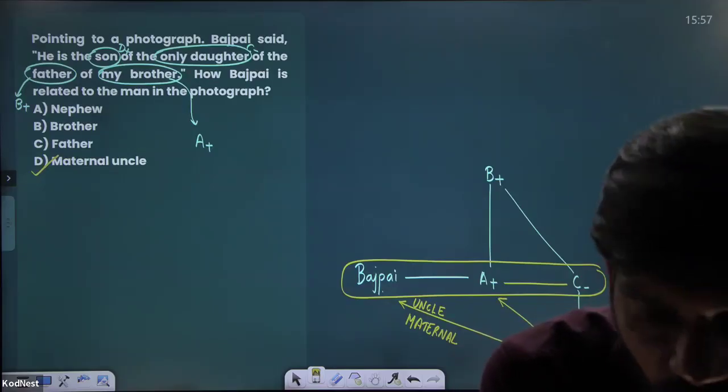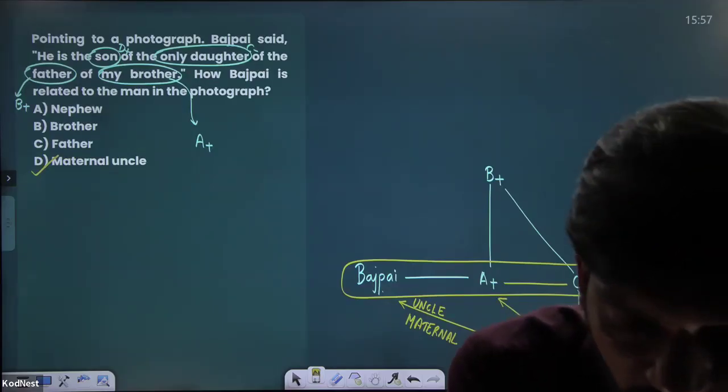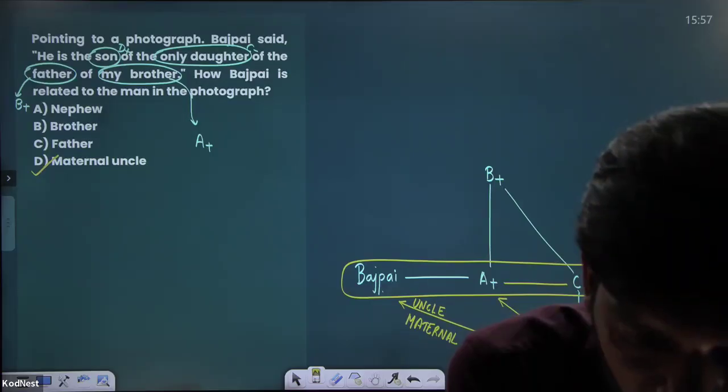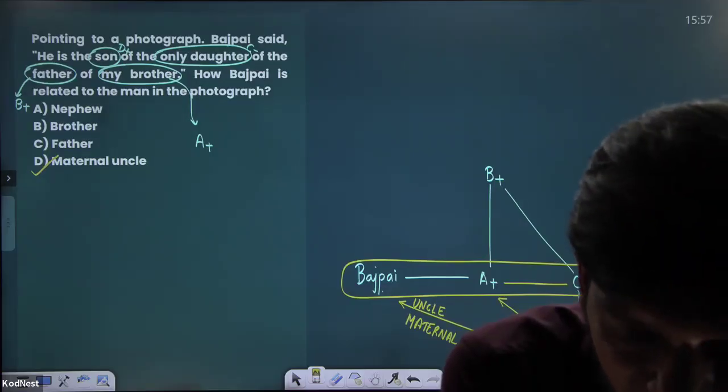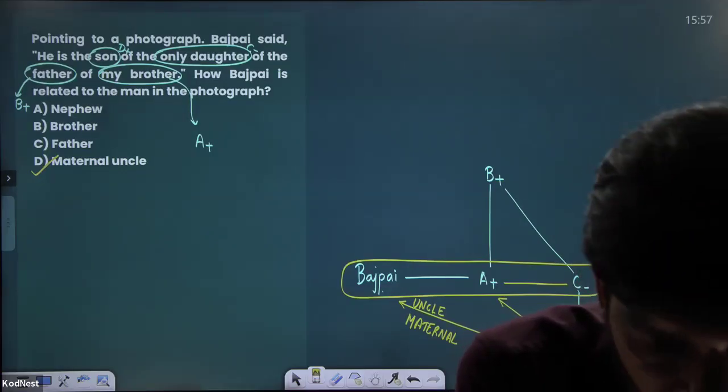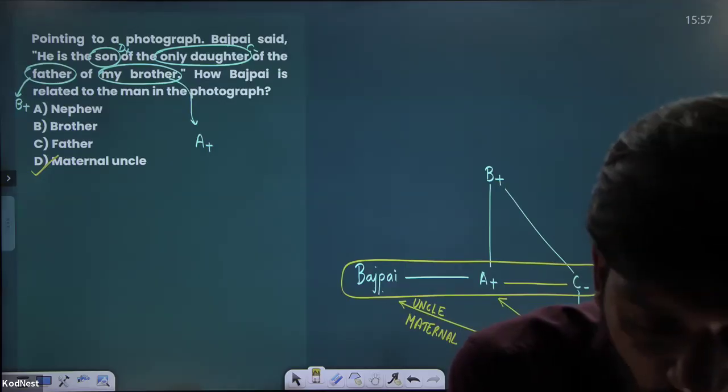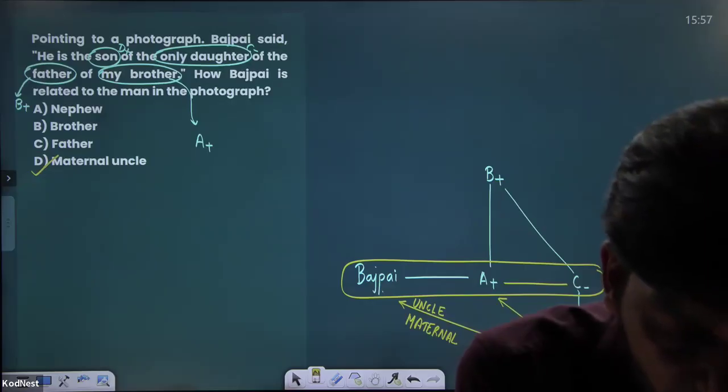My dear, only daughter means one daughter. Son can be there. Only daughter, so daughter is one. Son, we don't know how many. We don't know, but daughter is one.